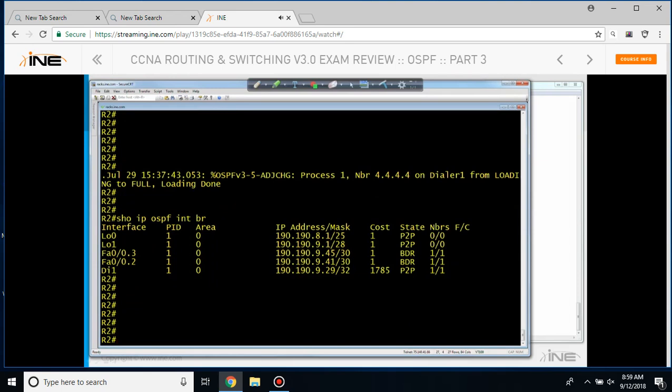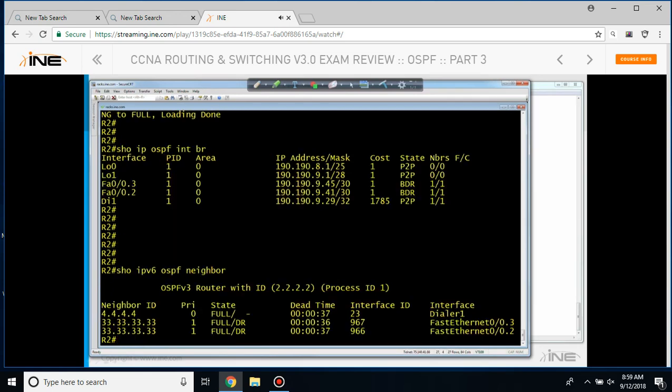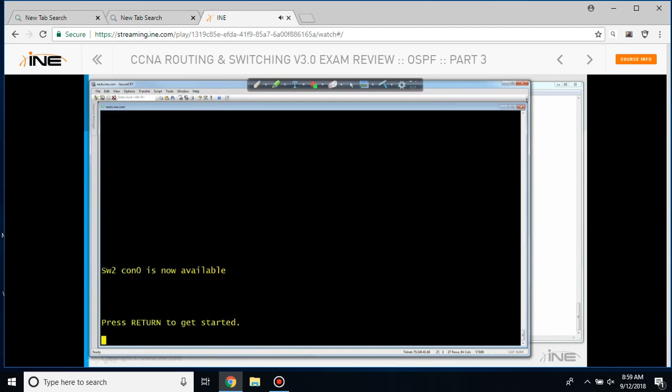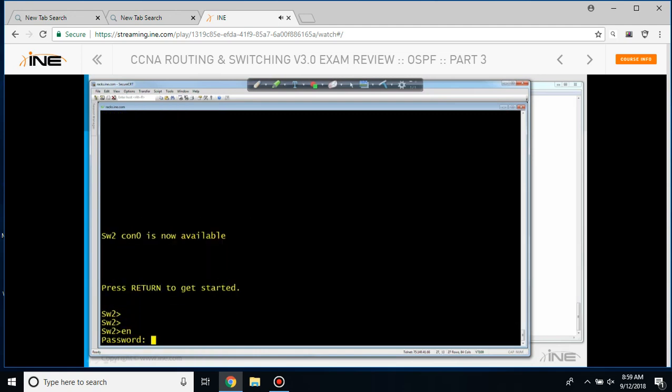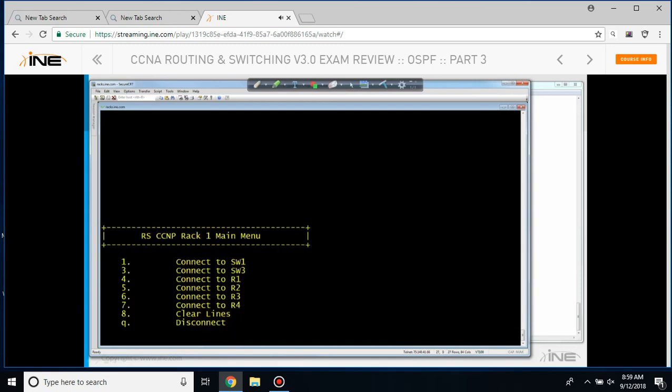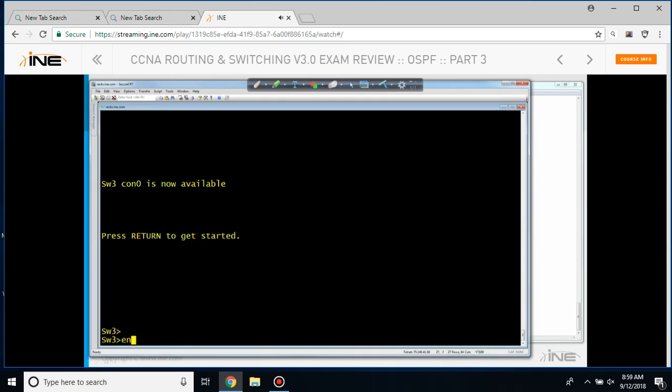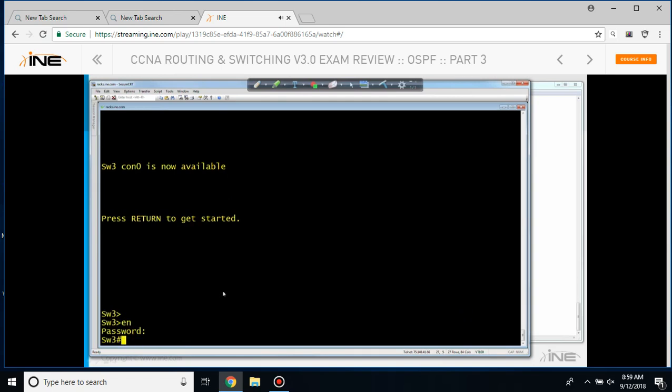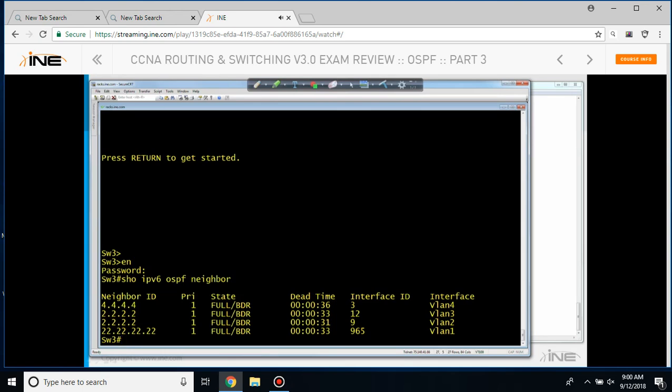Okay, so let's do IPv6 connectivity now. Show IPv6 OSPF neighbor. Router 2 has 3 neighbors. Great. That's what we want to see. Moving right along. Switch 2 has a single neighbor. That's good. That's what we want. Switch 3 has 4 neighbors. Let's see, 1, 2, 3, 4. Yep, that looks right.